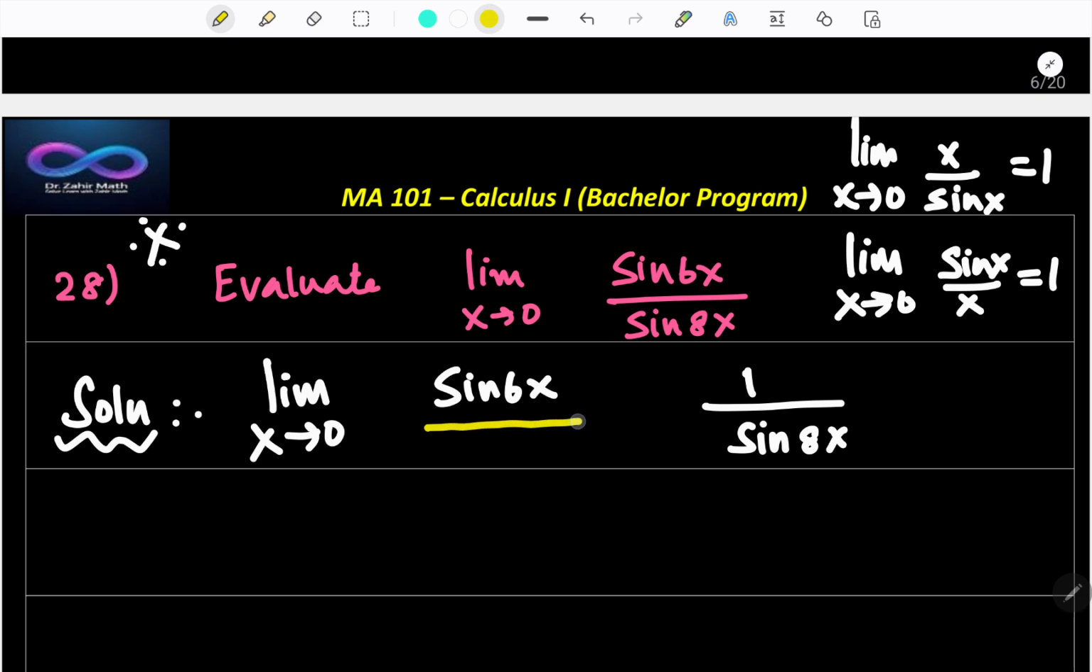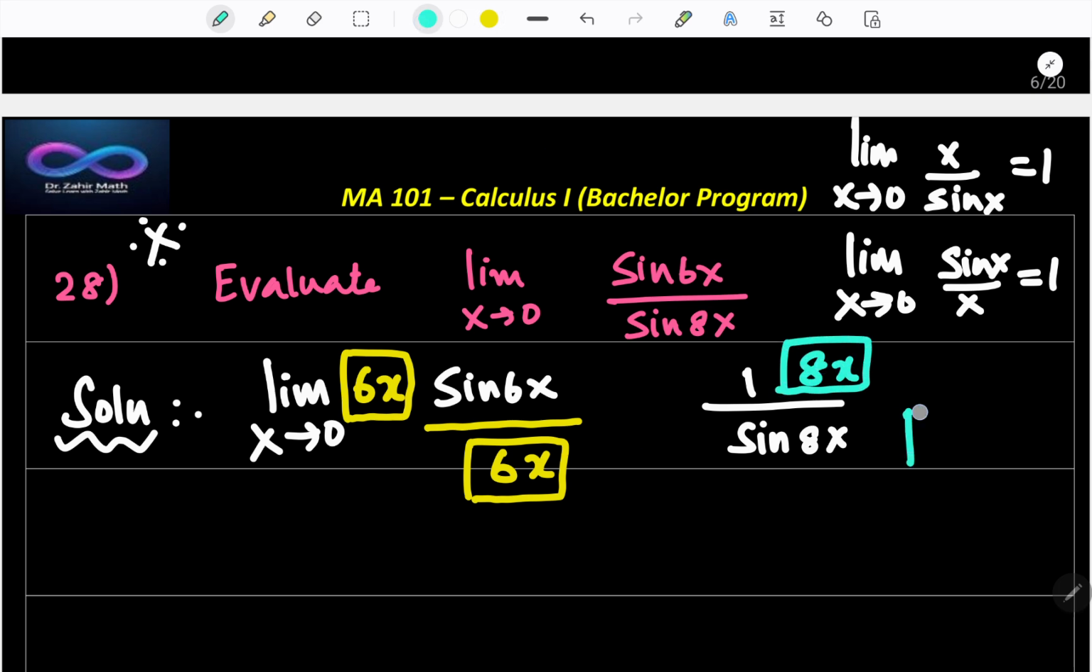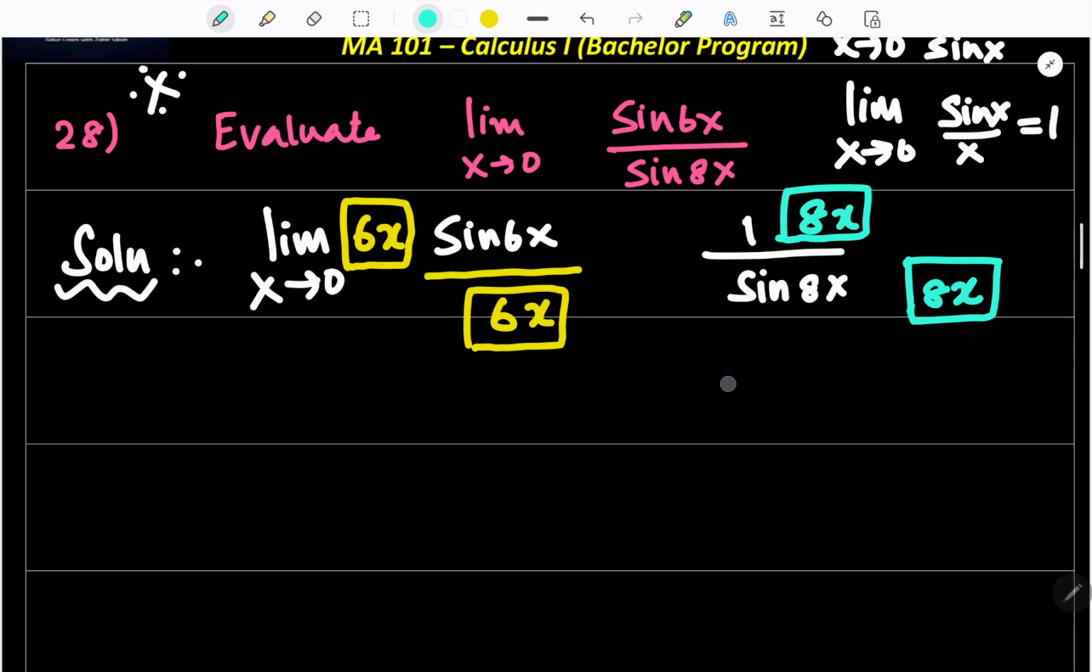So what I need here? I need 6x here. So I divide by 6x, and I multiply by 6x. This finished. What I need here? Here 8x I need. I multiply by 8x and I divide by 8x. Clear everybody? I just do adjustment because when you multiply and divide, the value is equal to what? 1. Because cancel, it's going to become 1.